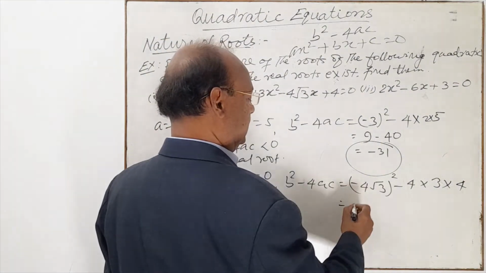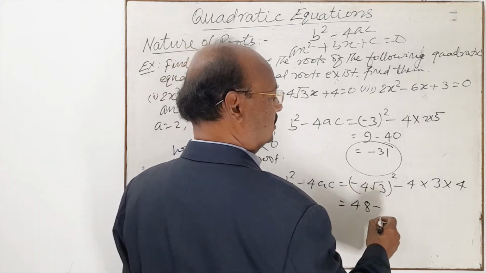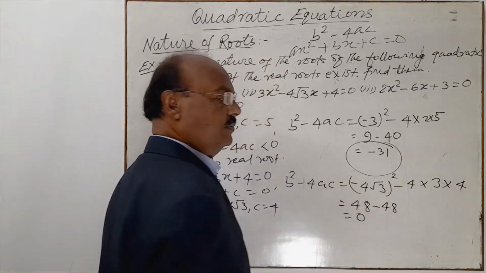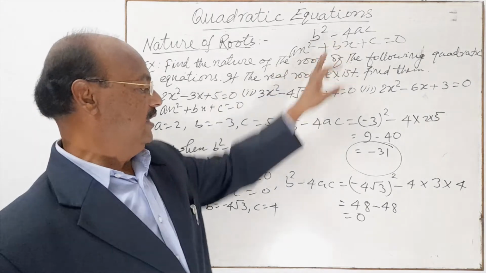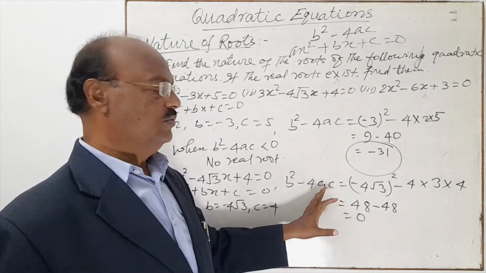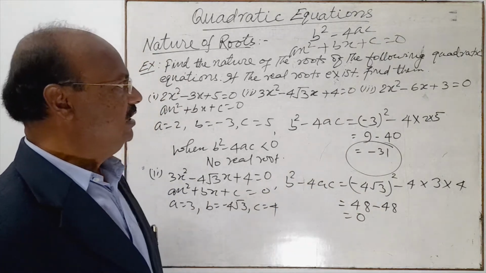This whole square is 48 minus 48 is equal to 0. So as we have discussed, if value of the discriminant b square minus 4ac is 0, then roots will be real and equal. Why equal?